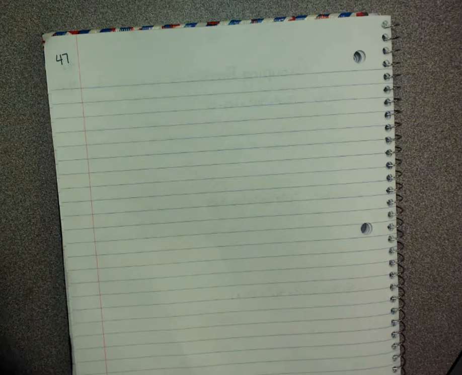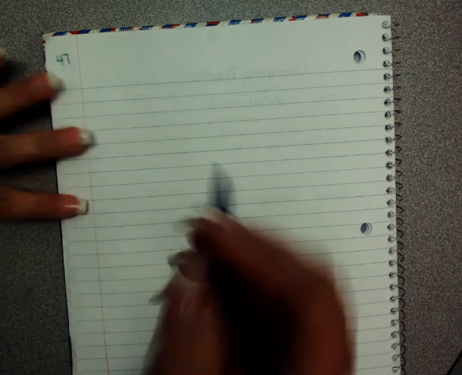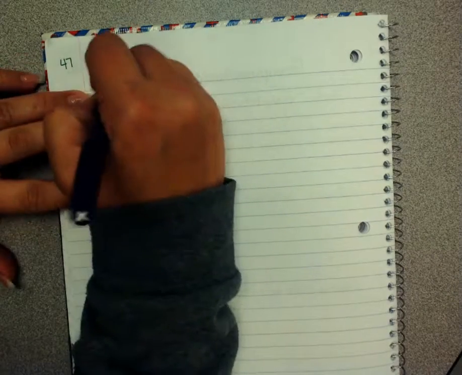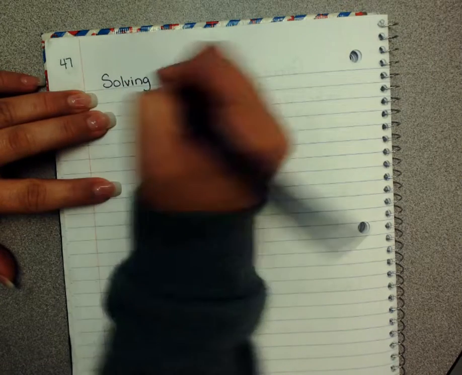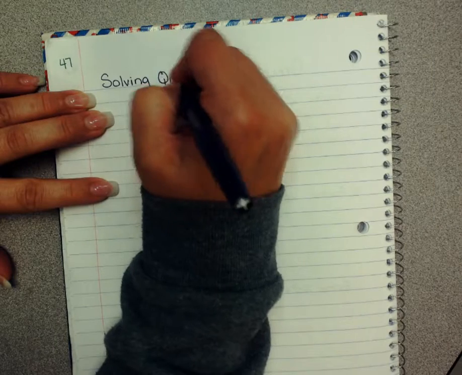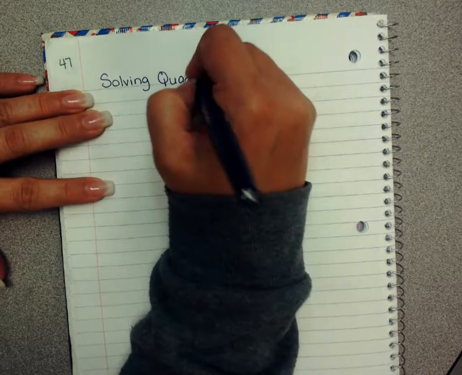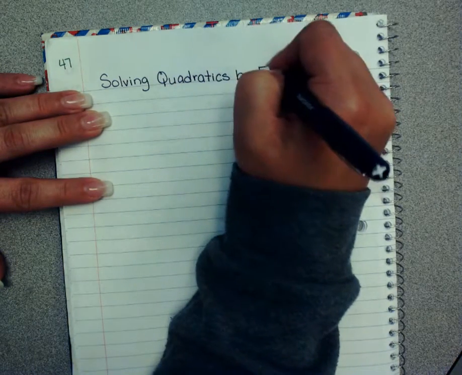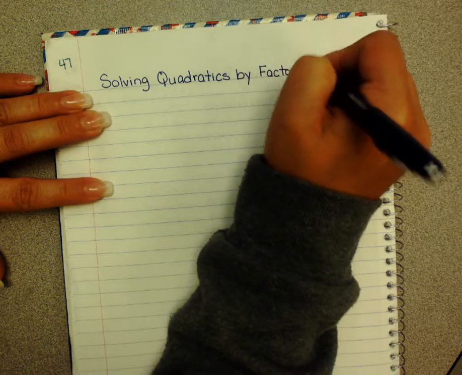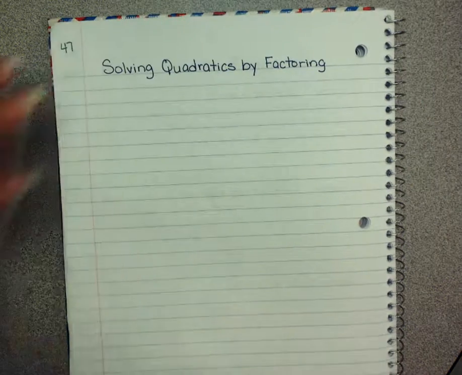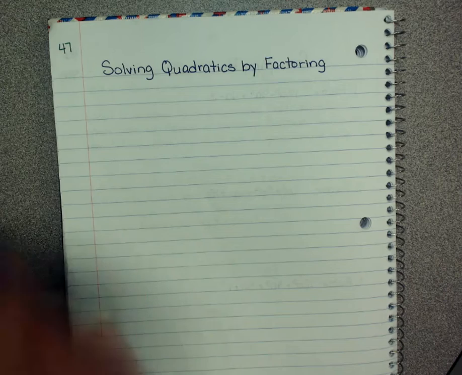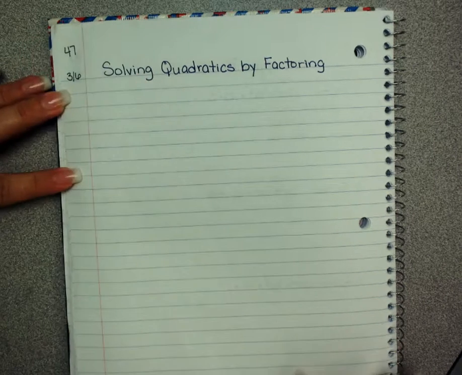Okay, so this is called the zero product property, and it's very important. What it is starting to get us to do is actually solve quadratics. So we've factored them, now it's time to solve them. So solving quadratics by factoring. Okay, so this is really important. Alright, so we're on page 47. We're going to put 3-6 because that's the date we actually put the notes into our notebook, or we should be putting our notes into our notebook, I guess I should say.